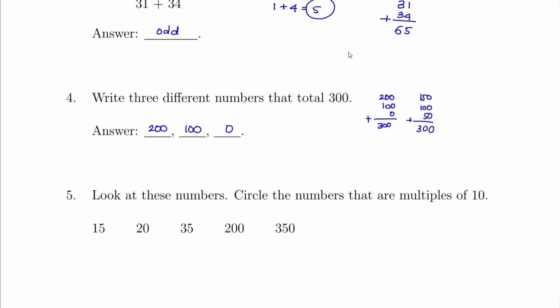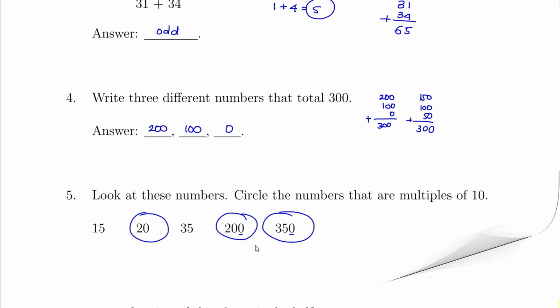We can now go straight to question 5. Look at these numbers. Circle the numbers that are multiples of 10. The multiples of 10, it's quite obvious. A multiple of 10 should have 0 at the very back of the number. That's for the ones. So 20, it's a multiple of 10 and it has 0 at the back. So it must be a multiple of 10. And this one also has 0 at the back, so this must be a multiple of 10. That's it for number 5.